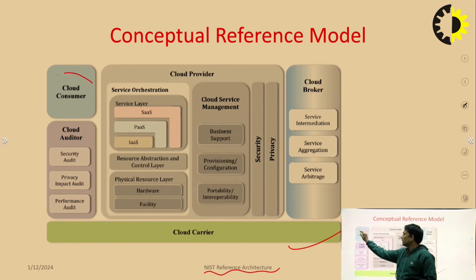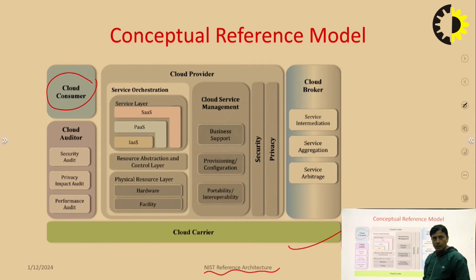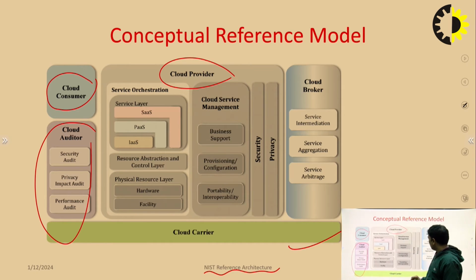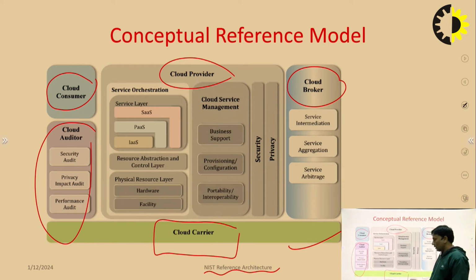So this one is the first entity, as you know, the cloud consumer, the end user who is going to use the particular type of cloud services. This is the cloud auditor, this is the cloud provider, this is the cloud broker, and this is the cloud carrier. Okay, so the consumer consumes the service, and the provider has the major role, and in this diagram you can see it is shown at the heart of this particular model.